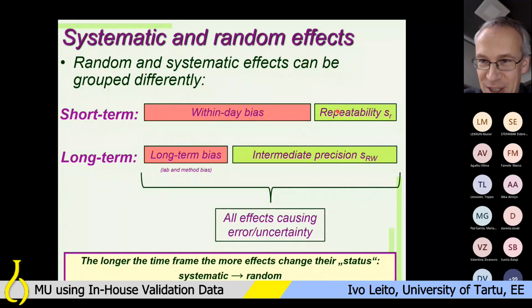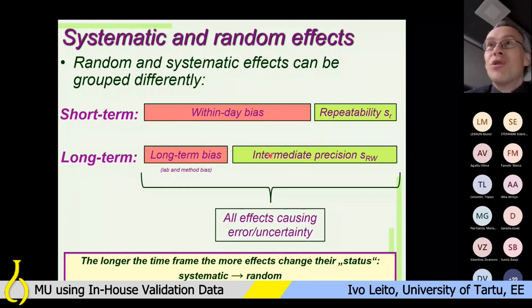If you notice, this block is much shorter here than this one, which means that over a long time period, a lot of things that cause bias within a day, meaning they have a systematic effect within a day, in the longer term will act as random effects. A very easy example is a titrant concentration. If you occasionally re-standardize your titrant, then on every single day, the titrant concentration's difference from the, let's say, absolutely true concentration is a systematic effect.